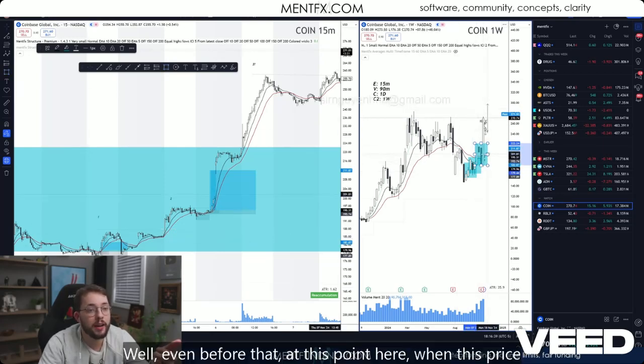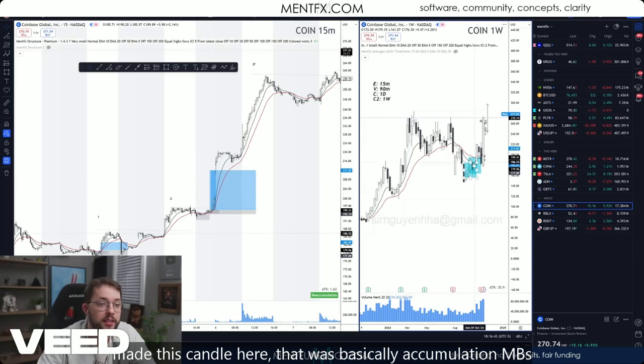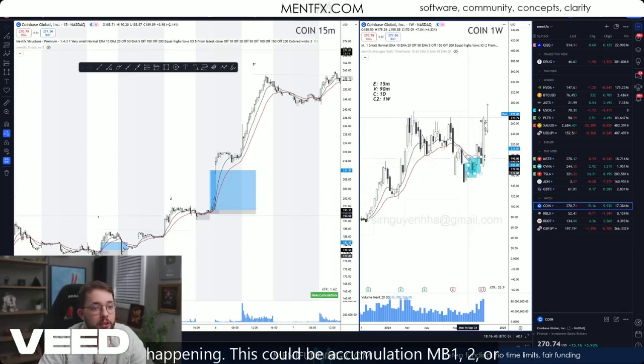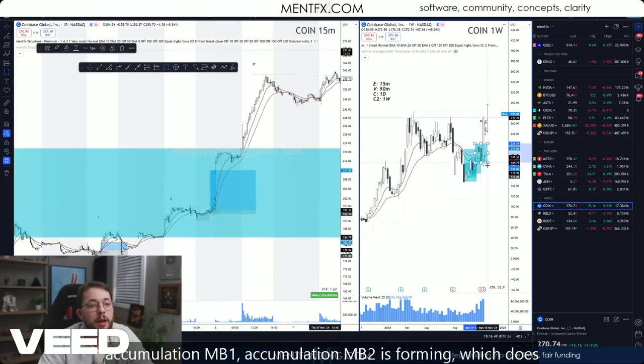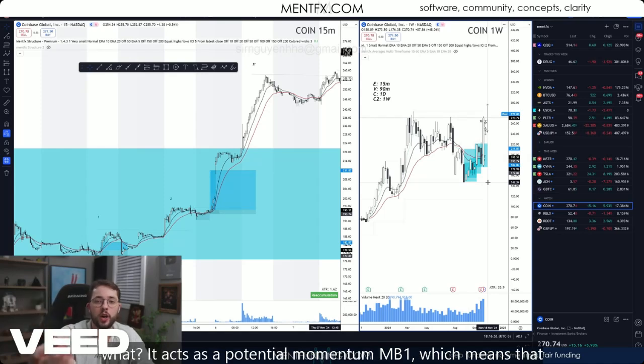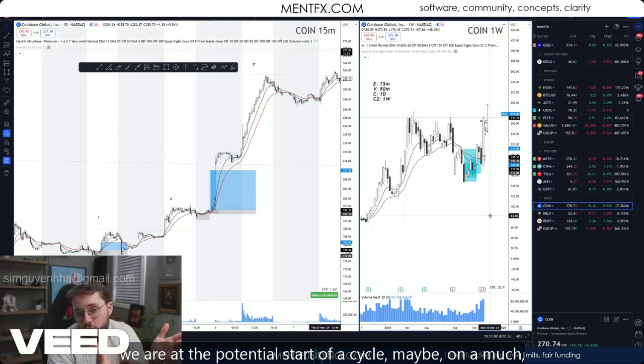Well, even before that, at this point here, when price made this candle here, that was basically accumulation MBs happening. This could be accumulation MB1, 2, or accumulation MB1. Accumulation MB2 is forming, which does what? It acts as a potential momentum MB1, which means that we are at the potential start of a cycle, maybe, on a much, much higher C2.